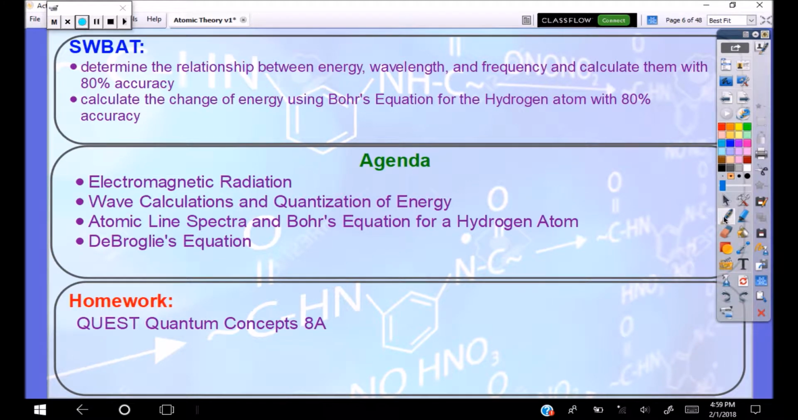Okay, class, today we are starting atomic structure. We're going to determine the relationship between energy, wavelength, and frequency and calculate them with 80% accuracy. We'll also calculate the change of energy using Bohr's equation for the hydrogen atom. We'll also talk about de Broglie's equation and quantization of energy. Quest Concepts 8a pairs with this quest.